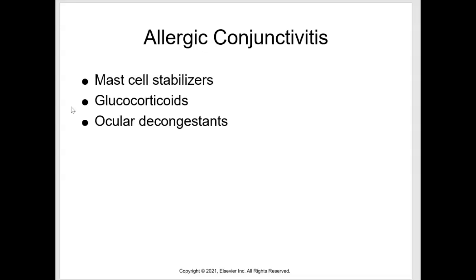But after that early response, the symptoms typically reappear within 6 hours or more. The late phase is due to recruitment of immune cells, like eosinophils, neutrophils, and macrophages, that amplify the inflammatory response. It's important to remember that process, because it can help you understand why we use the drugs we use for allergic conjunctivitis.